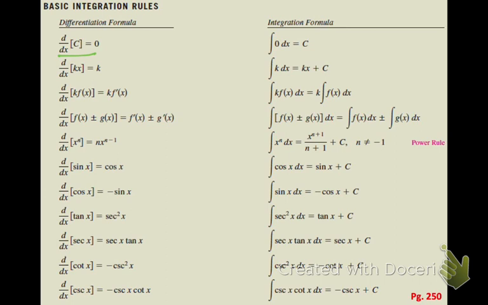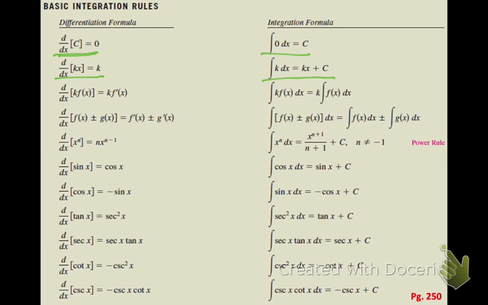But on page 250, this is where this lies. It is a whole big chart. If you notice, the derivative of a constant is 0, so the integral of 0 is a constant, which I don't know why you would integrate 0, but I guess you could. If the derivative of kx is k, then the integral of k is kx plus c. These are written side by side so you can see how they affect each other.